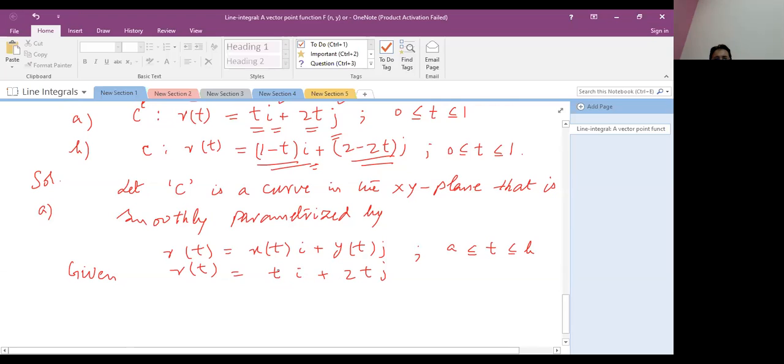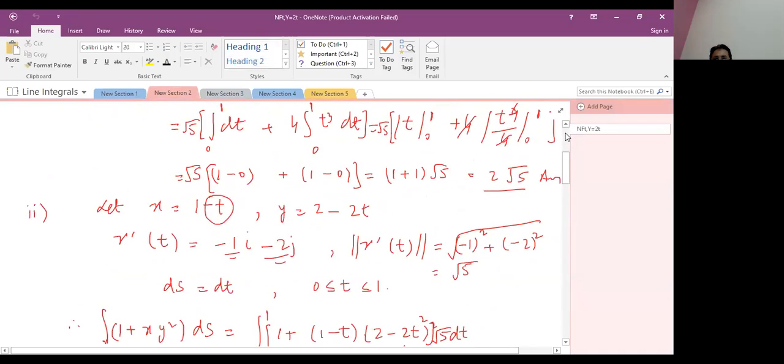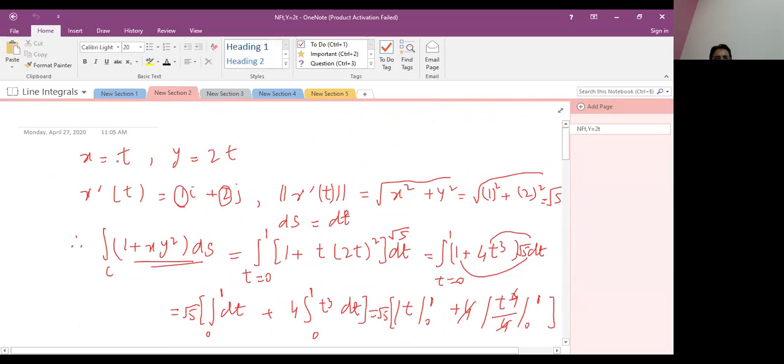When we compare both of them, student, what is x? X is equal to t and y is equal to 2t. So we put here x is equal to t and y is equal to 2t, and find the derivative. With respect to t it is 1, with respect to t it is 2. So r prime of t is 1i plus 2j.